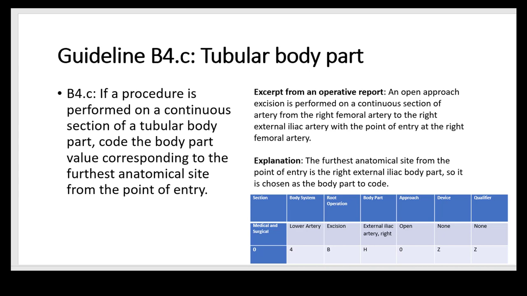So the example is given here. You've got a procedure being done on a continuous section of artery, from the right femoral artery where the procedure begins all the way to the right external iliac artery. The point of entry was in the right femoral artery, so the furthest anatomical site is going to be the right external iliac. So that's the artery we're going to be using as our body part.